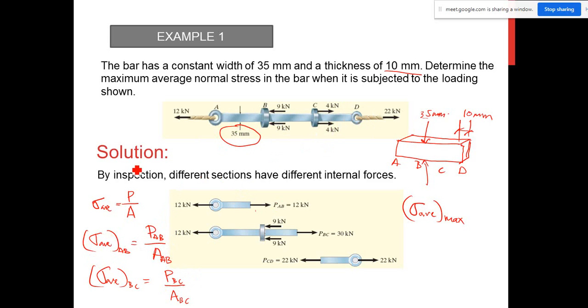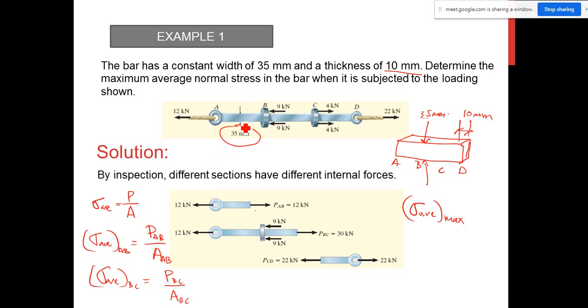As I said, the stress is an internal quantity, so in order to calculate the stress, we have to use the internal force. So how do we determine the internal force? We have to do the sectioning. You have to cut the material, then you get the internal force.